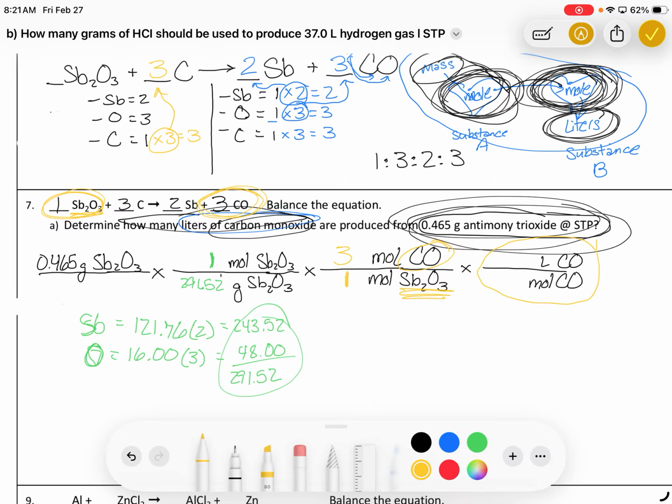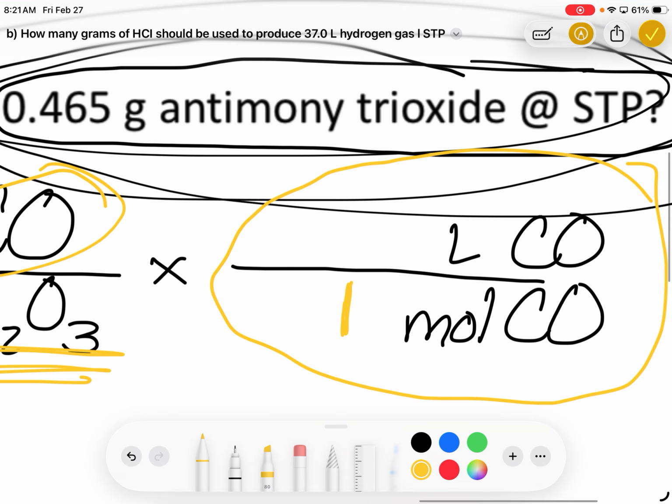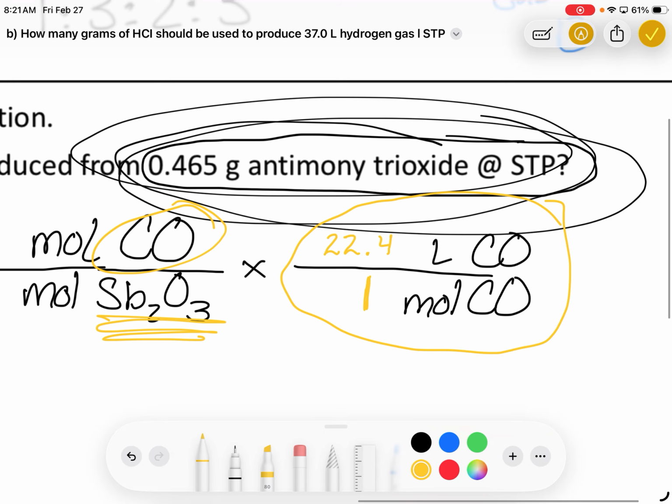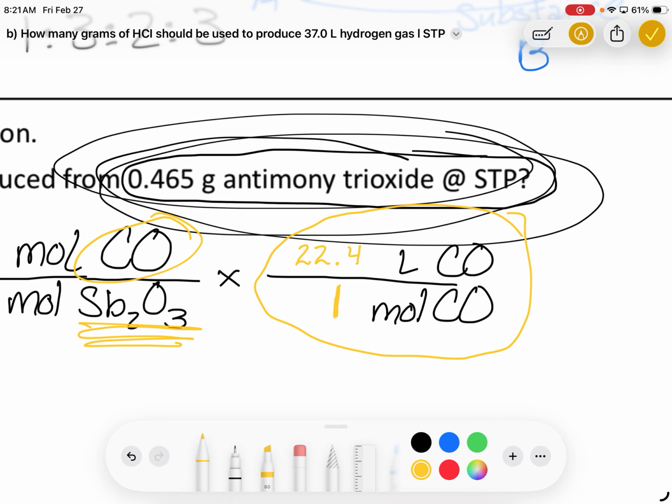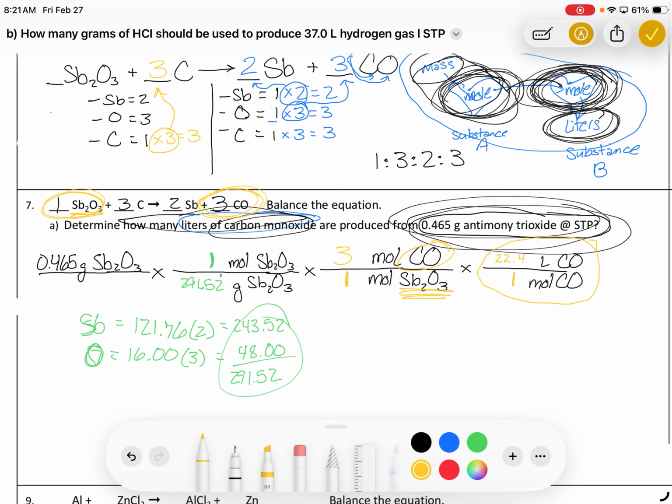Here's our final conversion. When we're doing a mole to something conversion, what number always goes beside moles? Always 1. And how many liters are in 1 mole of anything? Is that a constant? Yes, it is. What is that constant? 22.4. Some of you on the test might have missed that and said 2.24 or 224. Make sure that you know 22.4. Okay, there we have our entire railroad set up.